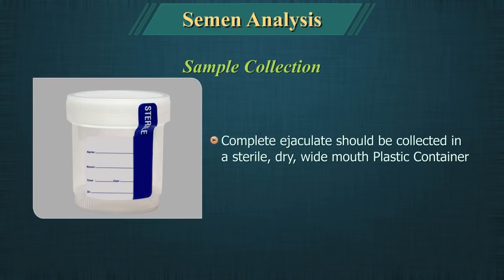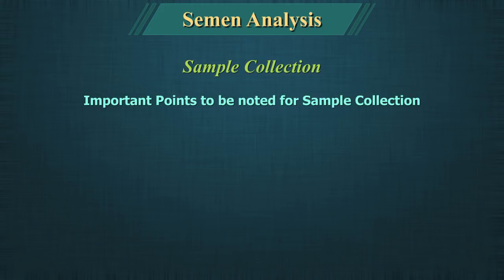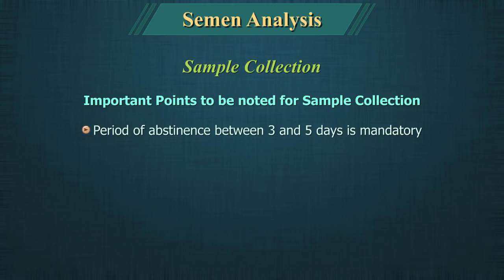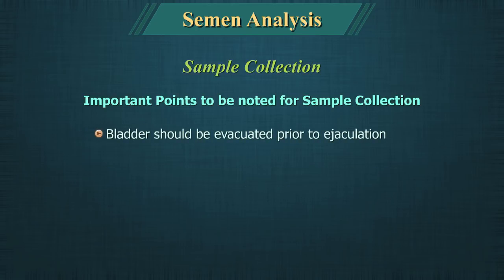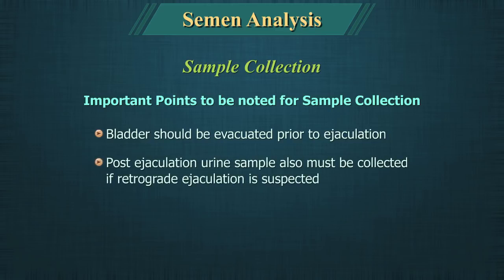Sample collection. Complete ejaculate should be collected in a sterile, dry, wide-mouthed plastic container. Important points to be noted for sample collection. A period of abstinence between 3 and 5 days is mandatory. Longer periods of abstinence usually result in higher semen volume but lower motility. Bladder should be evacuated prior to ejaculation. A post-ejaculation urine sample must also be collected if retrograde ejaculation is suspected.